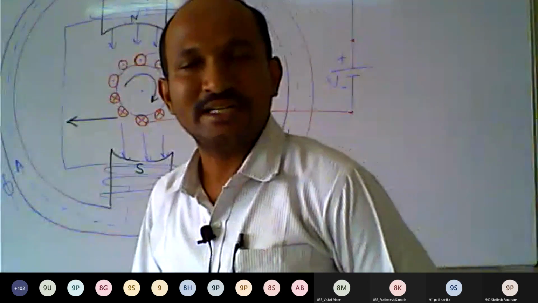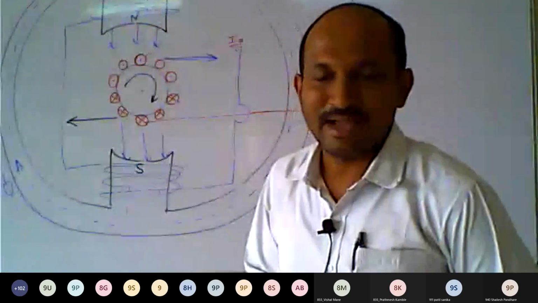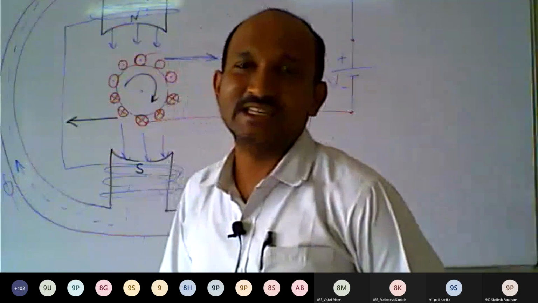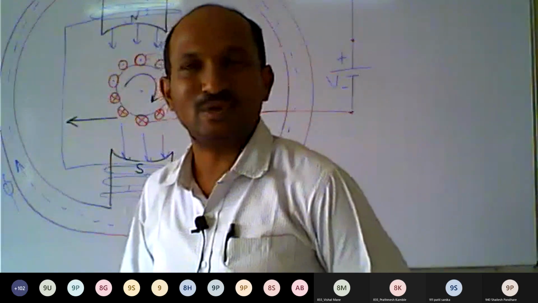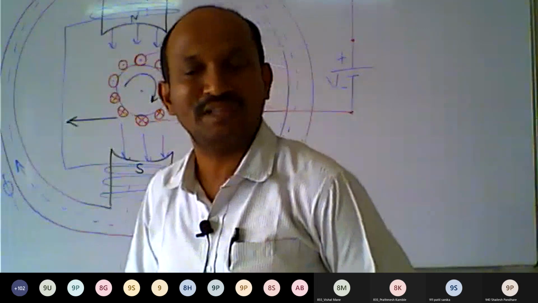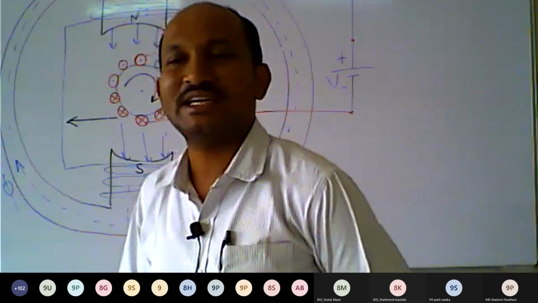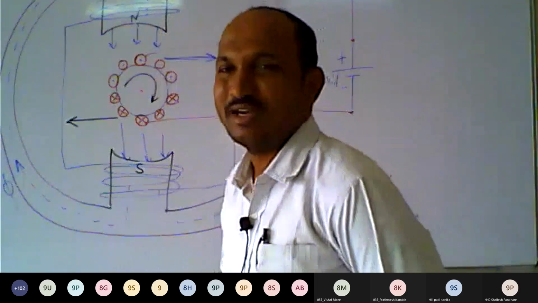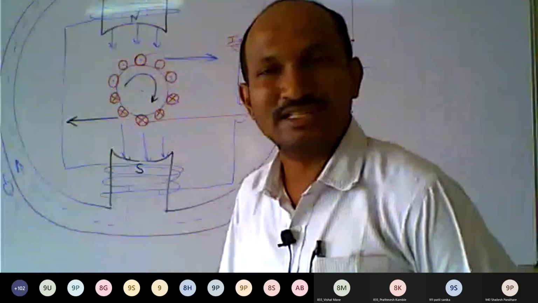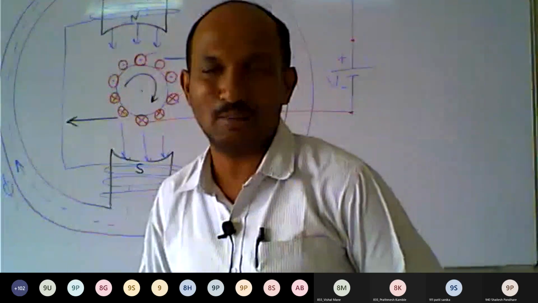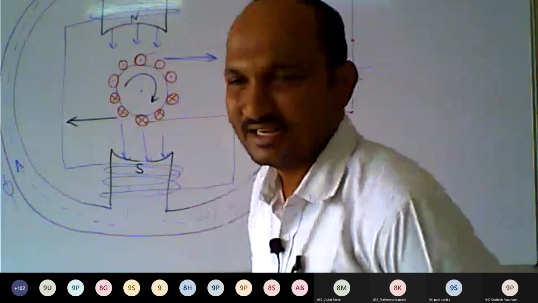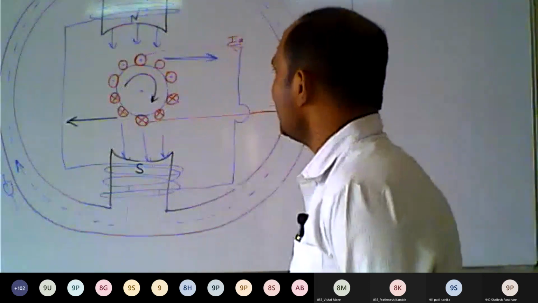So DC motor has 5 main types. First is a permanent magnet DC motor. Second is the separately excited DC motor. Third is the shunt DC motor. Fourth is the series DC motor, and fifth is the compound DC motor. So these are the 5 main types of DC motor. The compound DC motor is again of two types: one is a short shunt compound motor, and the second is a long shunt compound motor. We'll see this later.